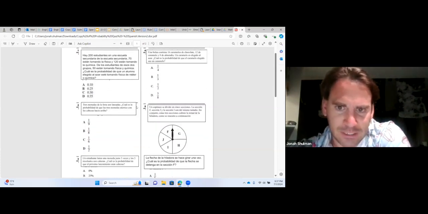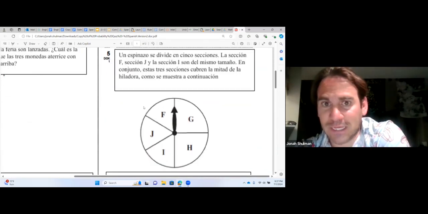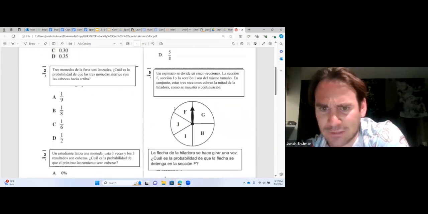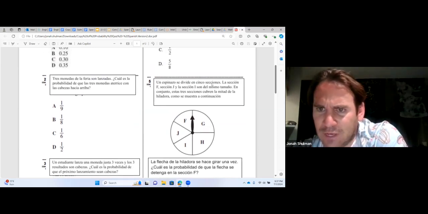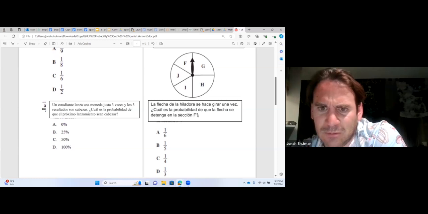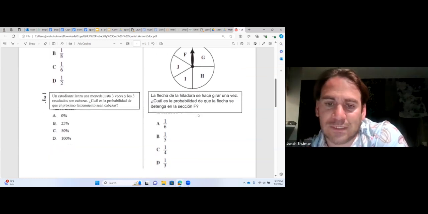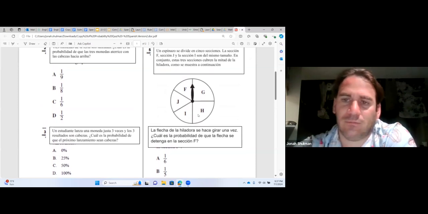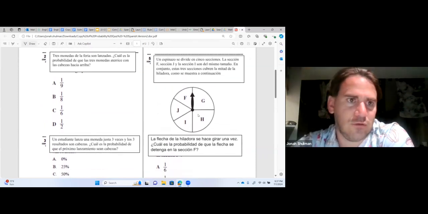Should we try the spinner? Yeah. My Spanish is not great, so I would make this and just put the word box over the top. All right. It is divided into 5 sections. We want the section F. Okay. So what is the probability of landing on F? I think that's what it's asking for. So we got 1/6, 1/5, 1/4, 1/3. So how am I going to do this? First thing I'm going to do is, I should draw.